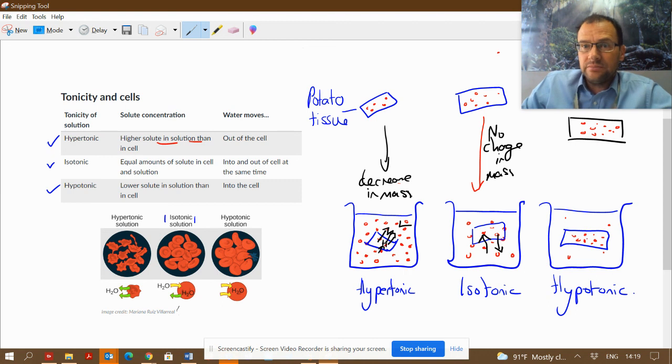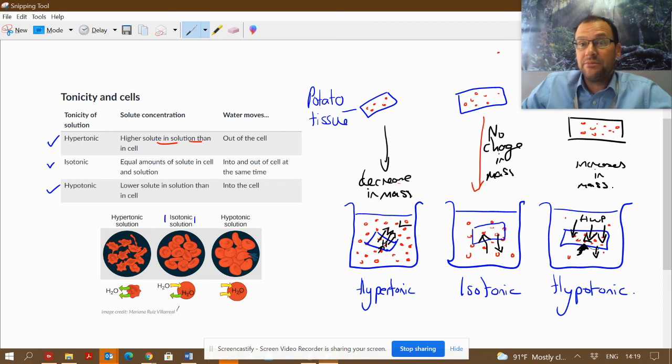Well, I've got not so much water concentration in the potato. I've got a really high concentration of water outside the potato. So I've got high water potential outside, low water potential inside, and we know now the movement goes high to low. A little bit goes out. Sorry, that's wrong. Okay, so we have now a massive increase in mass.